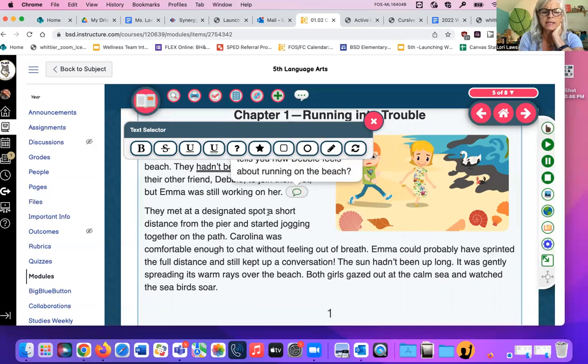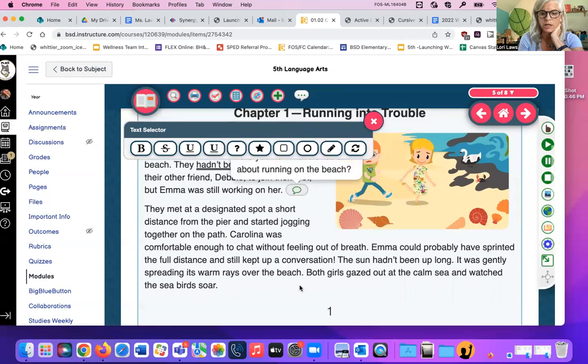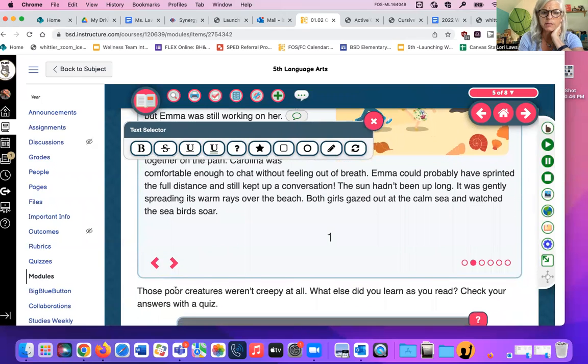They met at a designated spot a short distance from the pier and started jogging together on the path. Carolina was comfortable enough to chat without feeling out of breath. Emma could probably have sprinted the full distance and still kept up the conversation. The sun hadn't been up long. It was gently spreading its warm rays.